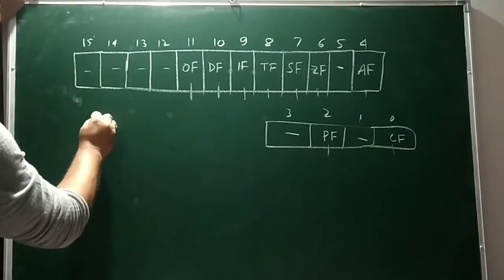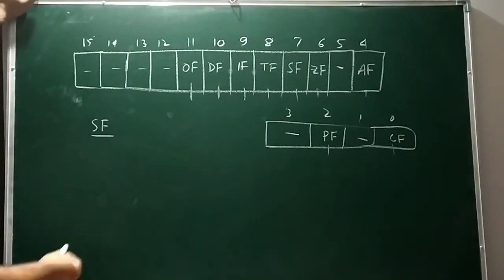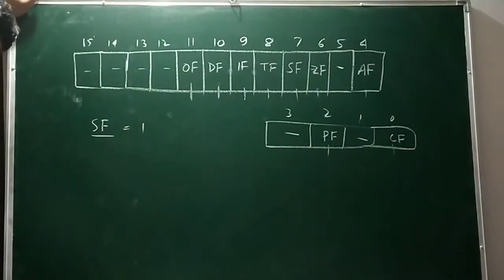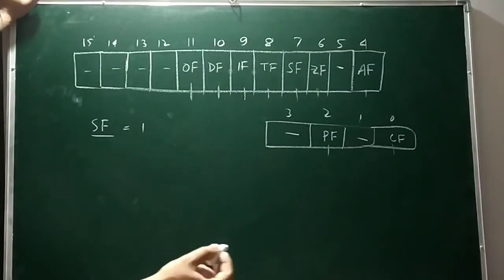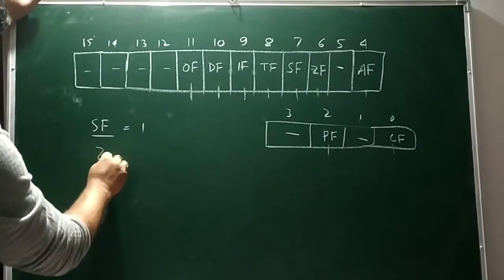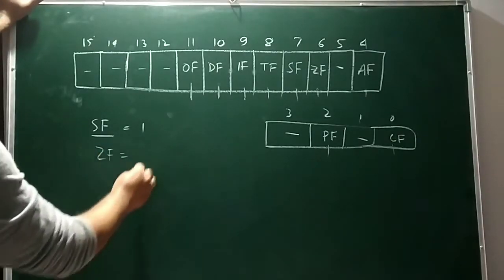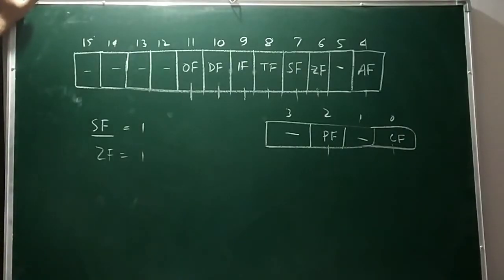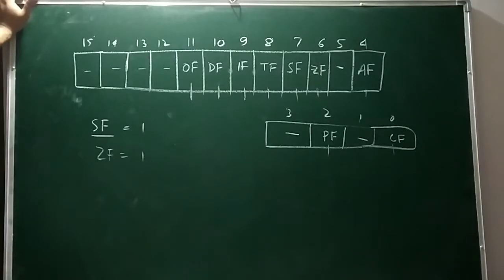First comes the sign flag, SF. This flag will be set to 1 when the result of any computation is negative. For signed computation, the sign flag equals the MSB of the result. The zero flag is set to 1 if the result of the computation or comparison performed by the previous instruction is 0.